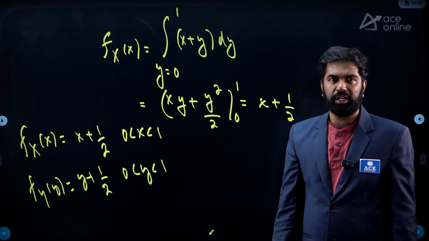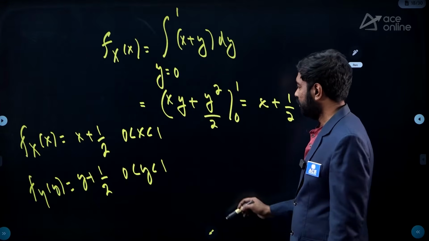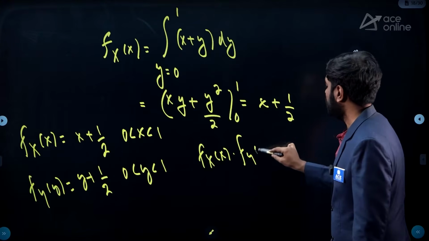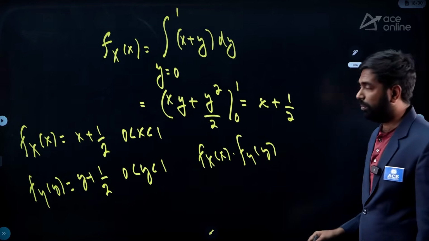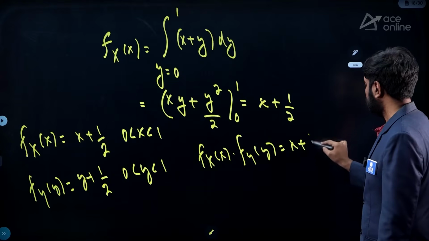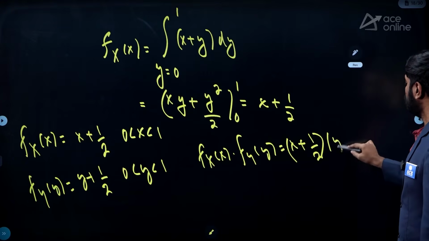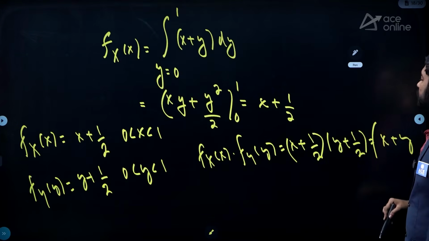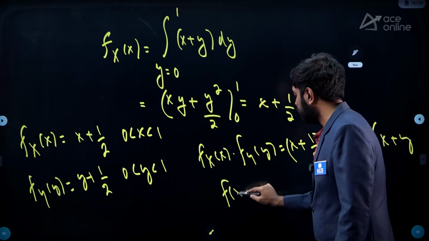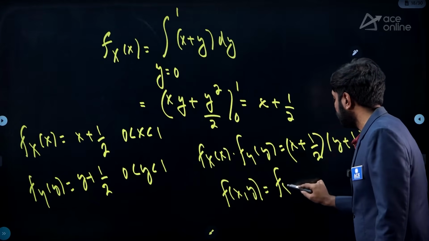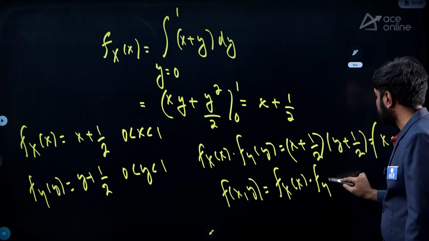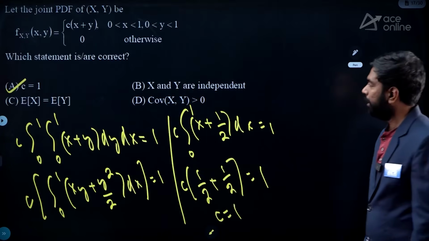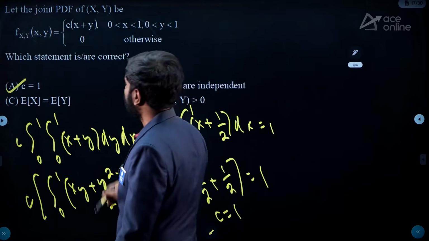Now I have to decide whether they are independent or not. For that, if I multiply fx with fy, I should get f of x comma y, that is the joint PDF. So x plus 1 by 2 into y plus 1 by 2 is nowhere equal to x plus y, students. Meaning we don't have this condition f of x comma y equal to fx of x into fy of y. Such a condition is not satisfied in this question. They are not independent. So when they are not independent, this is false.